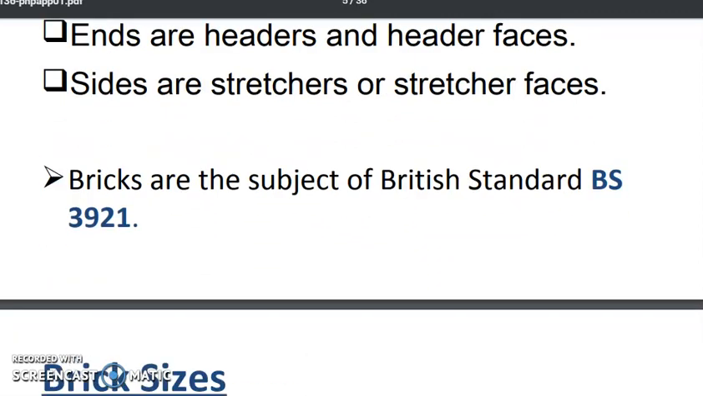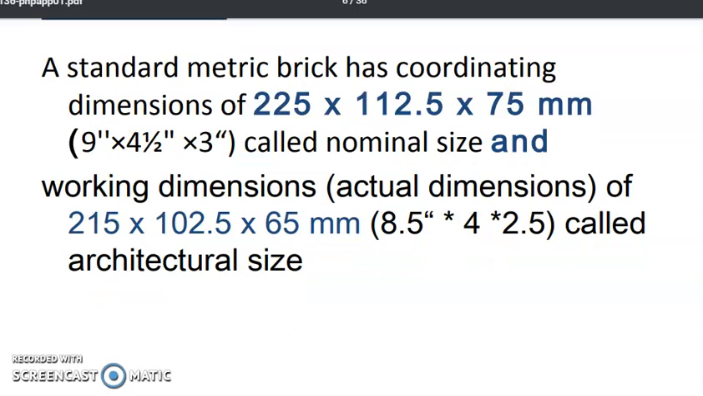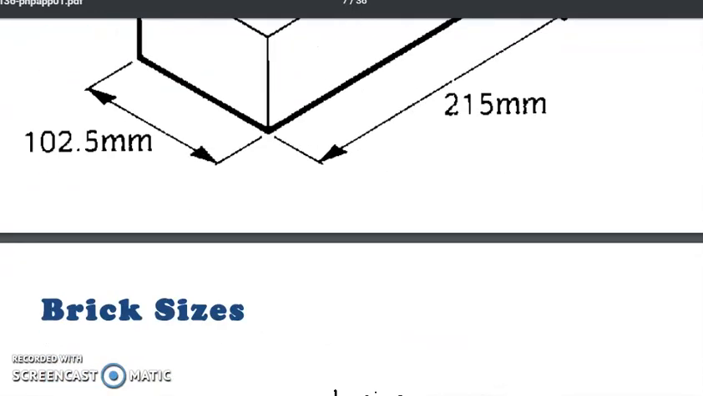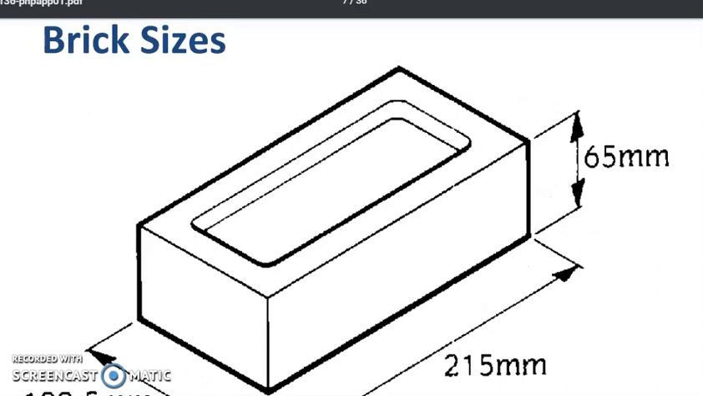All the bricks are subjected to the British Standard 3921. This is the size of the brick which we have already seen, and this is the picture of a brick. It is 215 mm in length, 102.5 mm in width, and 65 mm in height. The top portion, which is somewhat in a depressed area, is called a frog. The depression is around 10 to 20 millimeters.